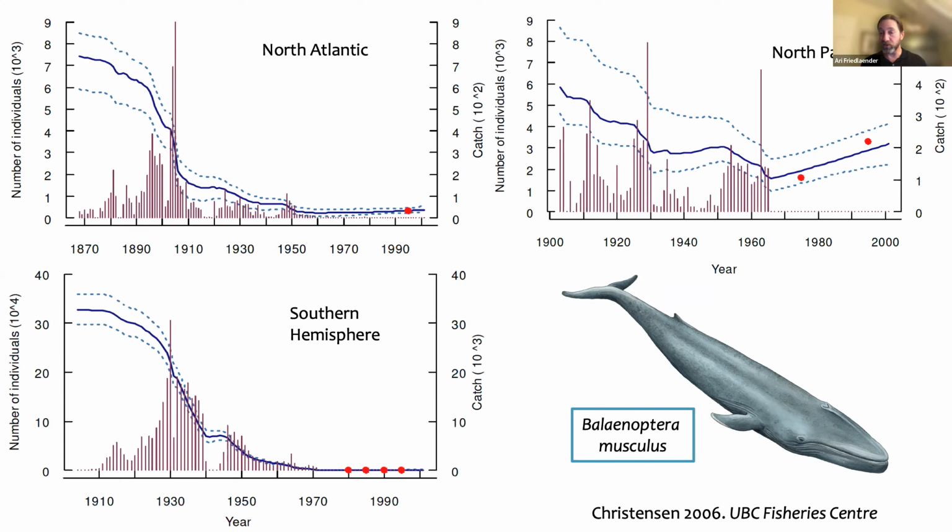So in the North Pacific, for example, you can see that there was sort of episodic whaling that ended in the 1960s. That population decreased, but it has slowly been increasing. Versus the Southern Hemisphere, where you see almost complete extirpation of the species, and over time, since whaling has ceased, very little recovery of those animals.